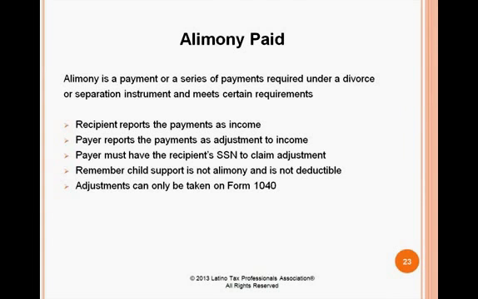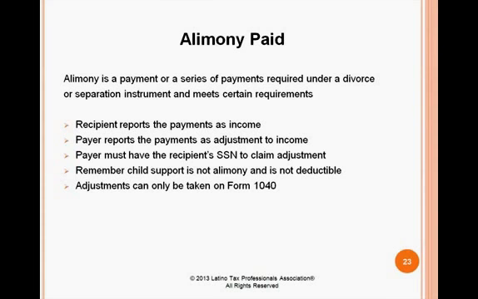Alimony is a payment or a series of payments required under a divorce or separation instrument and meets certain requirements. The recipient reports the payments as income. Now, if you by chance know that the recipient did not report the payments as income, that does not obligate you to report it as, I apologize. Pause. Change that a little bit. You're reporting alimony paid as an adjustment, reducing your taxable income.